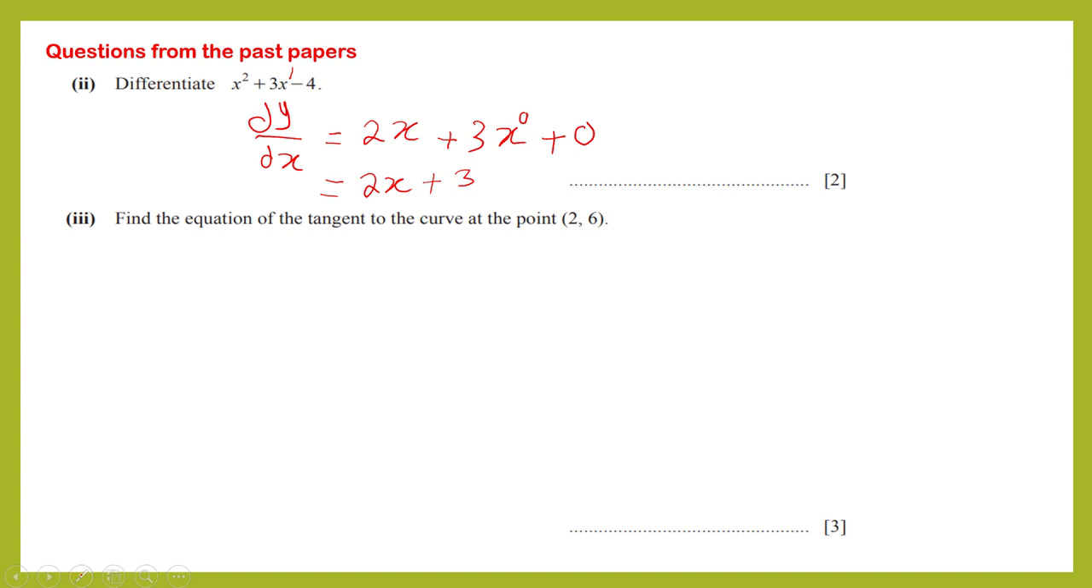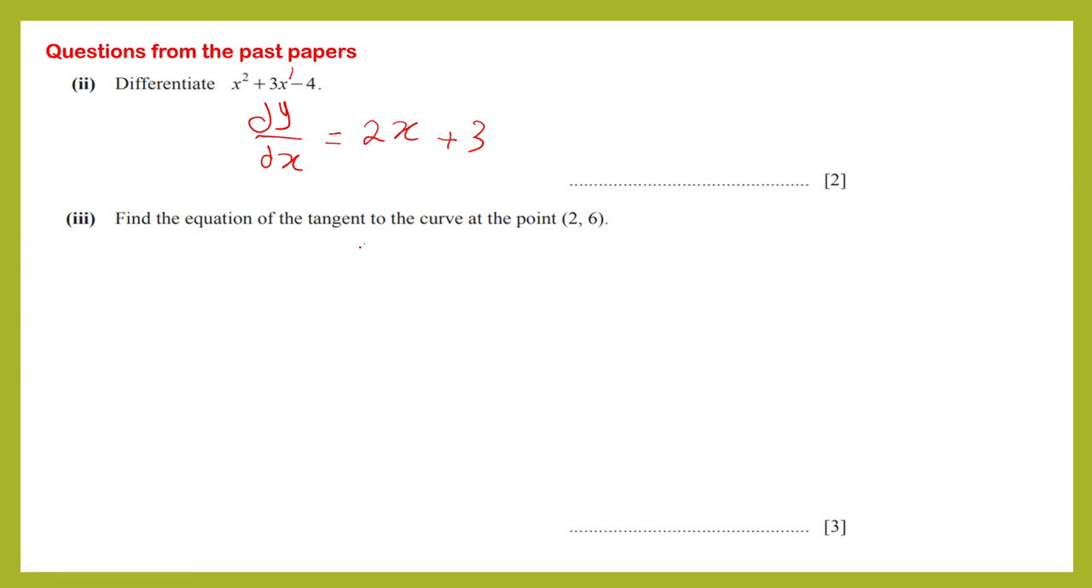So you can conclude at this point, once you differentiate any number that is followed by x, just remove the x and keep the number. When you have any constant, its derivative is 0. So at the end, this one is 2x plus 3. This is the derivative. Now, we need to find the equation of the tangent.